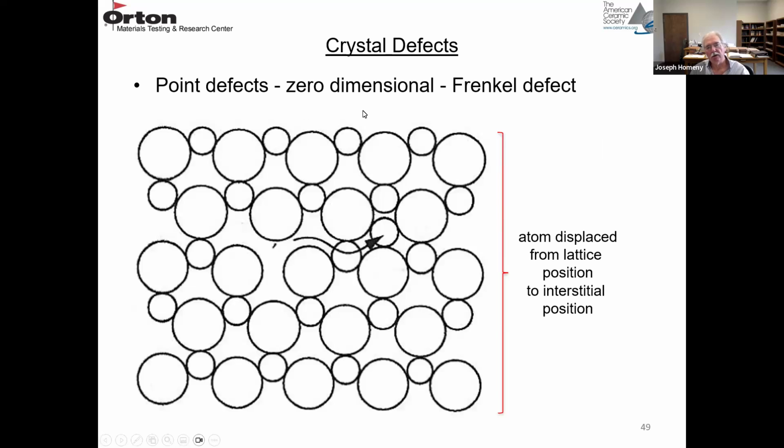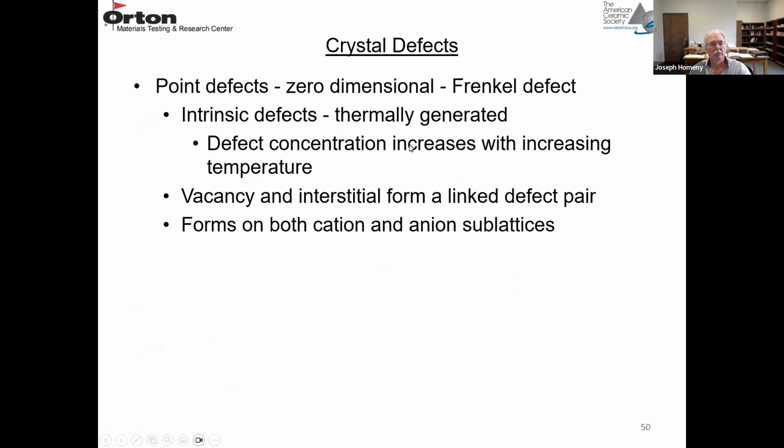There's another point defect known as a Frenkel defect. So you're simply moving an ion from its normal position to an interstitial position. So here's a cation moving from its normal position to a new interstitial position. That's a Frenkel type defect. Frenkel defects are the same as Schottky defects. They're intrinsic, they're thermally generated. So as you increase the temperature, you increase the number of these Frenkel interstitial defects.